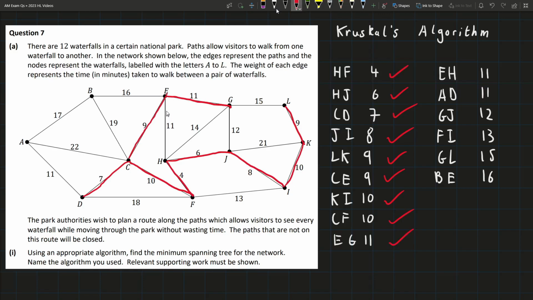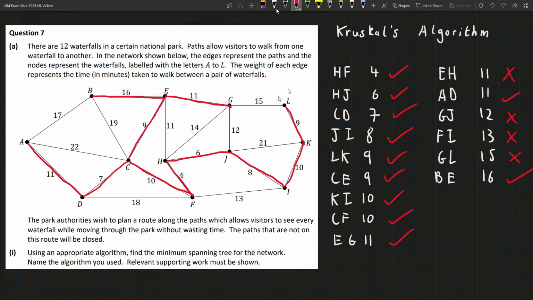EH would create a cycle, because if I draw it in, you can see there's a little closed loop here around this area. So we're going to skip EH, so put an X to show your workings that you're skipping this one. AD is 11, and that's fine. That doesn't create a cycle. Tick. GJ would create a cycle, so we put X. FI would create a cycle, so X. GL would create a cycle, so X. And BE is the final one, and it does not create a cycle, so tick.